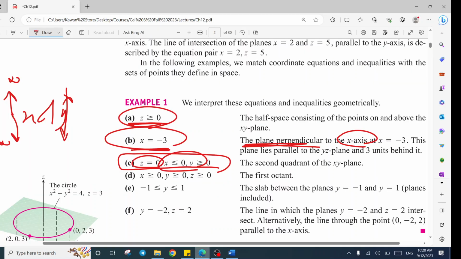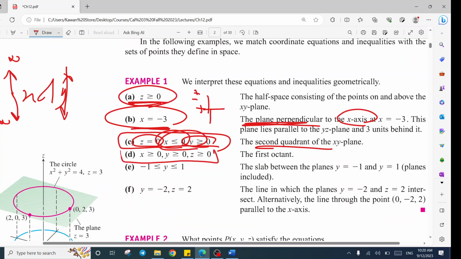Depends on the situation. So here x negative, y positive means that I'm in the second quadrant. You got it, dear? Clear? Good. So when we make one dimension 0, it means that we are going back to two dimensions. We are going to calculus 1.